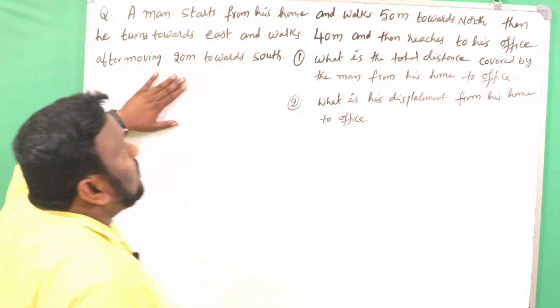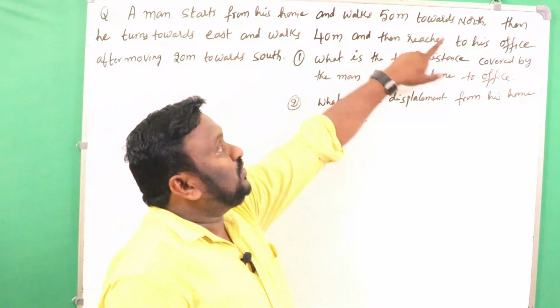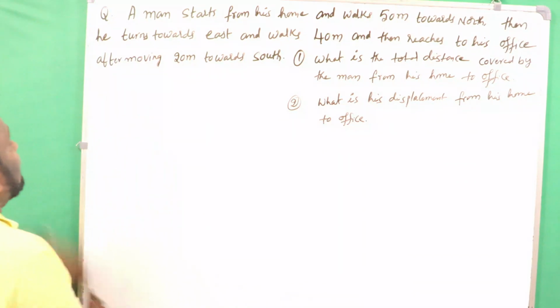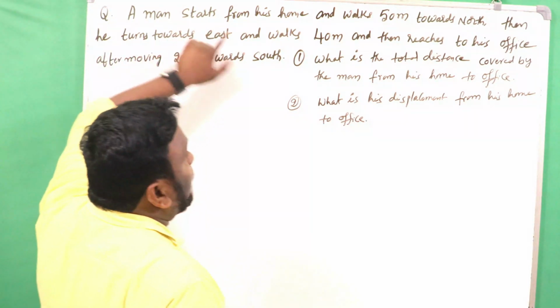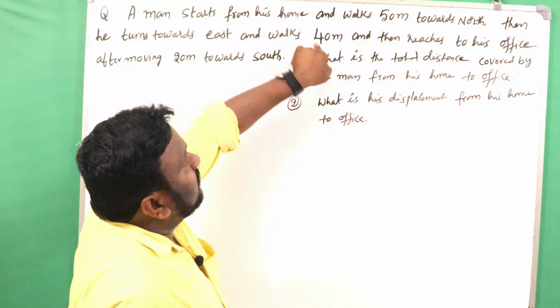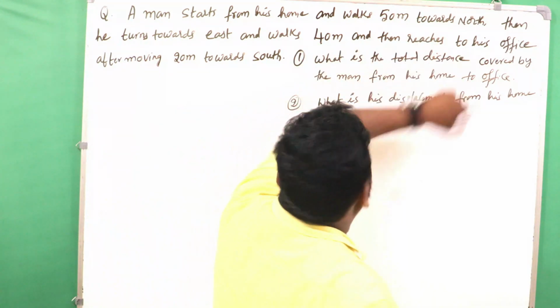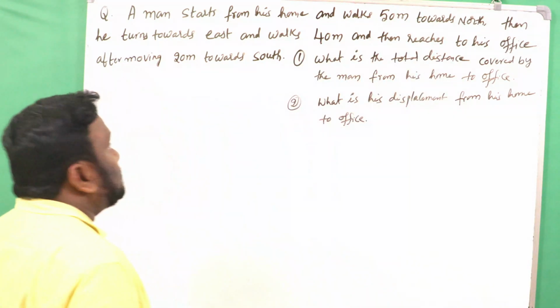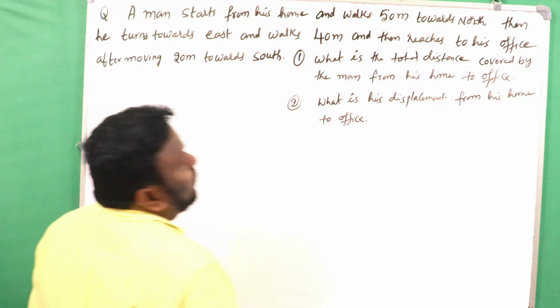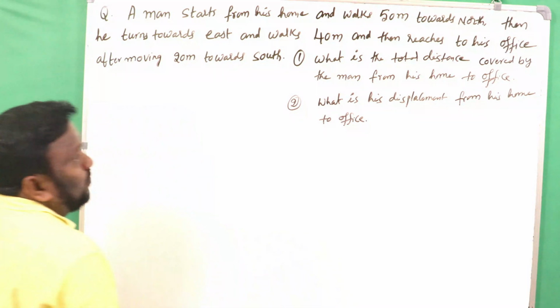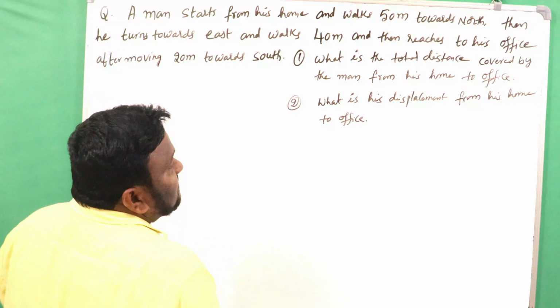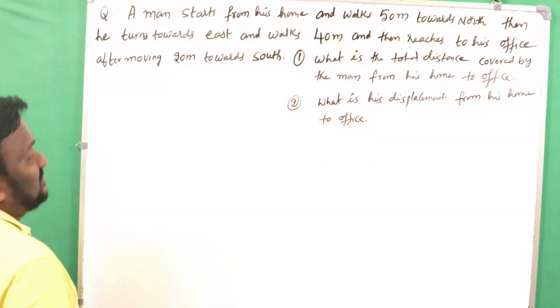A man starts from his home and walks 50 meters towards north. Then he turns towards east and walks 40 meters and then reaches his office after moving 20 meters towards south. What is the total distance covered by the man from his home to office, and what is his displacement from his home to office?